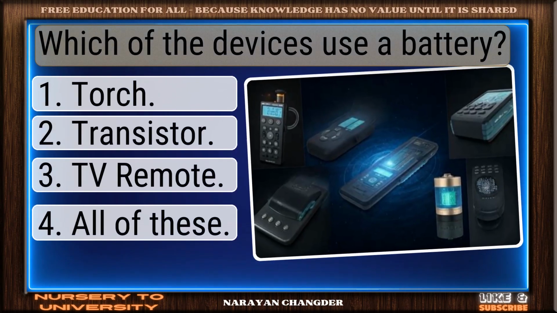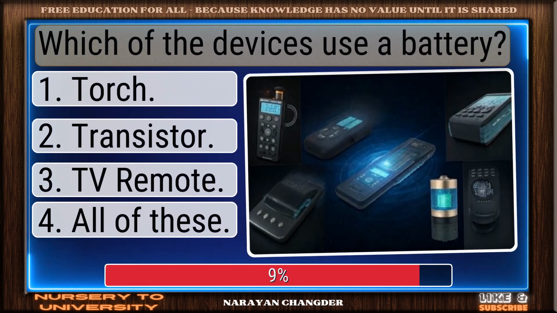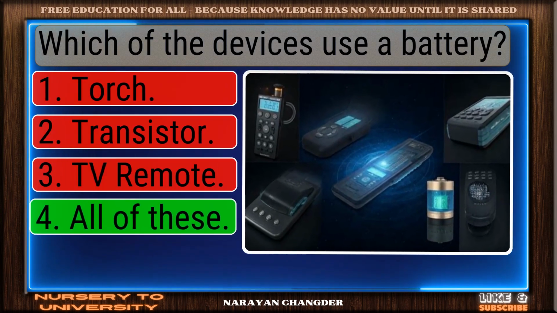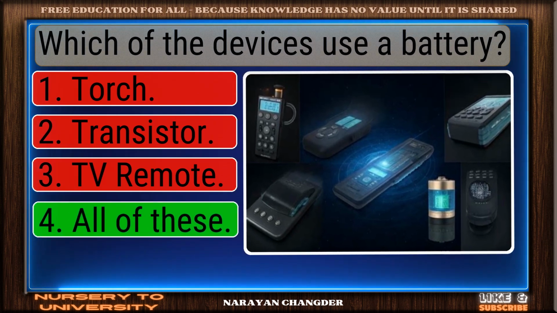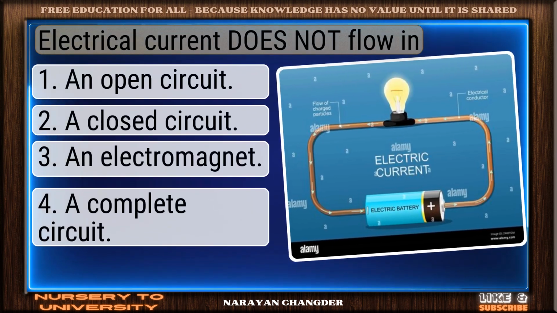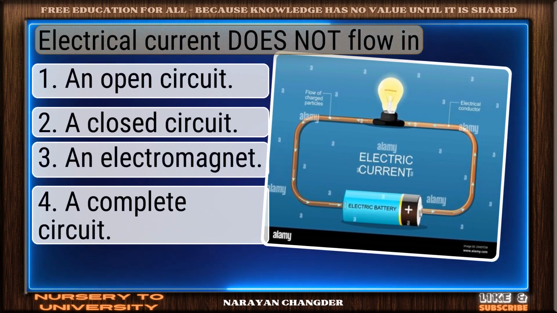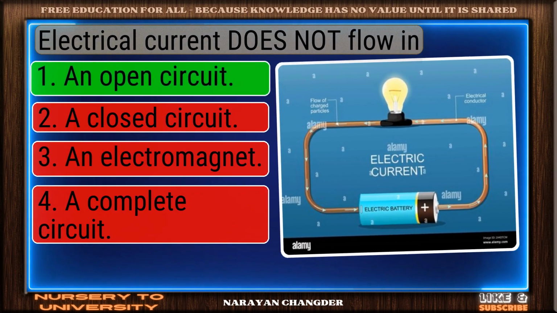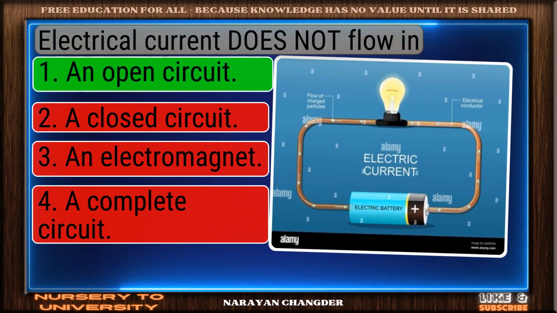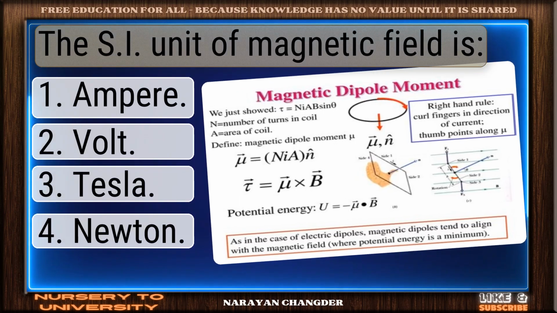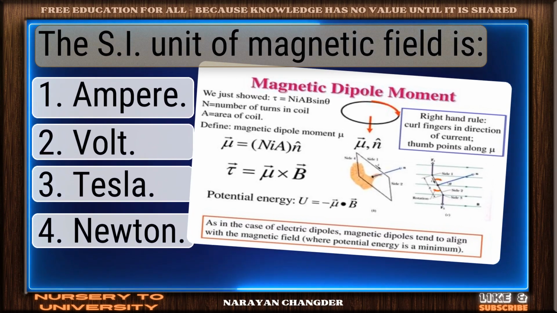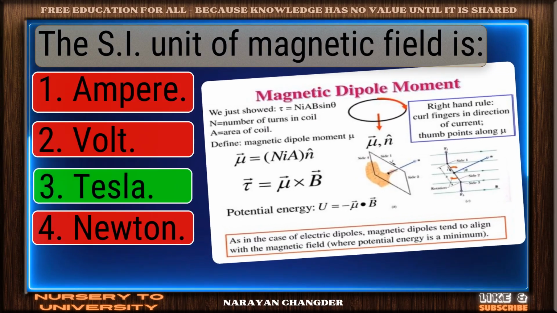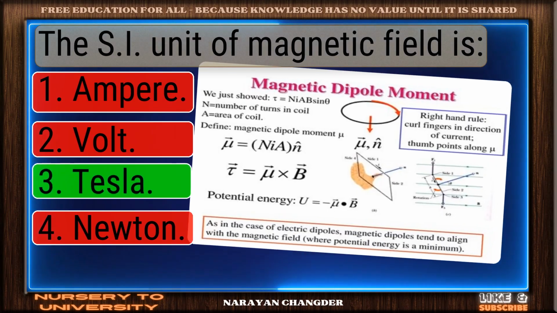Question number 196. Which of the devices use a battery? Sharp thinking. All of these is the right choice. Question number 197. Electrical current does not flow in. Solid response. An open circuit is a valid choice. Question number 198. The SI unit of magnetic field is? Correct. Tesla is the right answer.